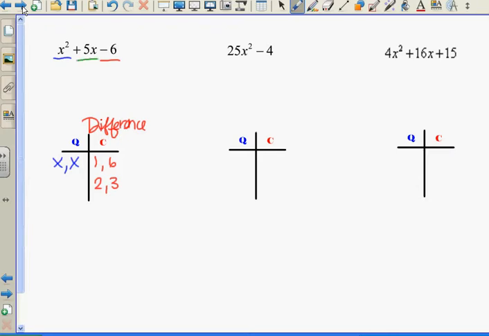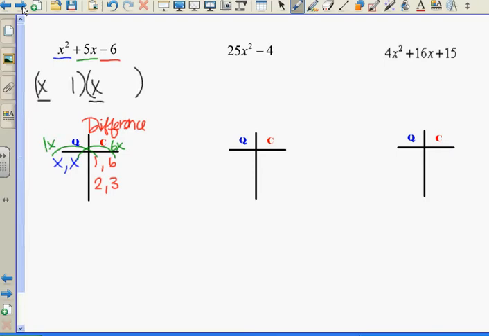So we're looking for a difference of 5 when we link together. So let's try that. X with 1, that's 1x. And x with 6, that's 6x. There we go. 1x and 6x have a difference of 5. Cool, I love it when we get it on the first one.